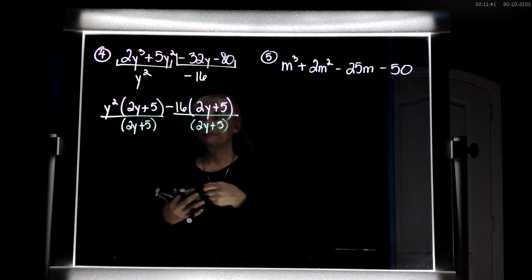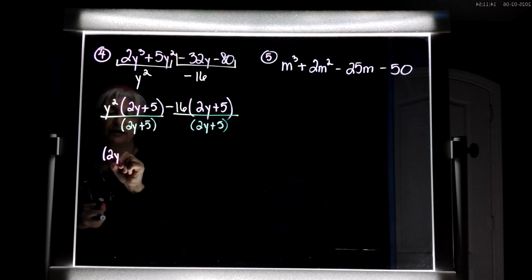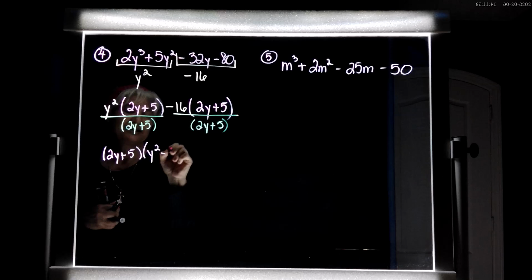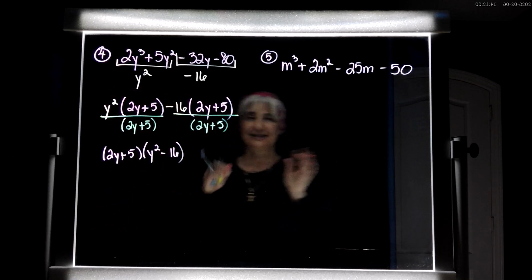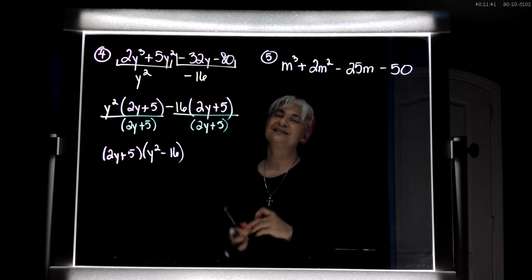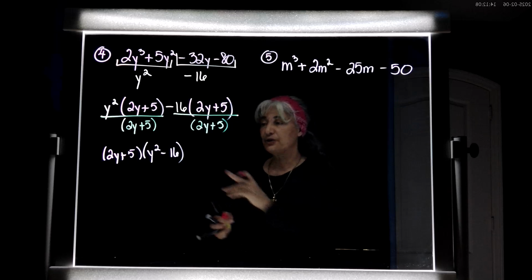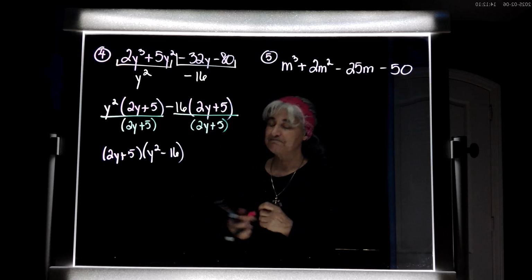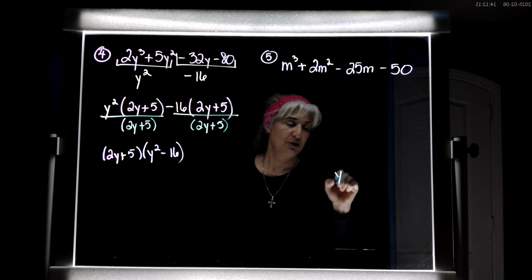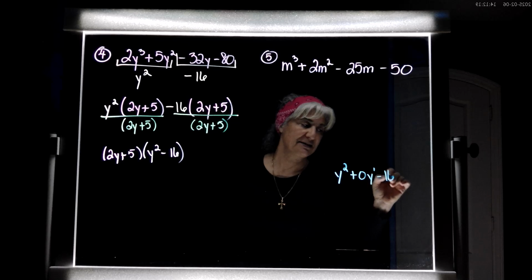Cool? All right. So you took out a 2y plus 5 and you have a y squared minus 16. Done. It's multiplication. You're like, the y squared minus 16. Yeah, I know. It does factor, doesn't it? Because they're both perfect squares, right? Okay, remember that little side work: y squared plus 0y minus 16.